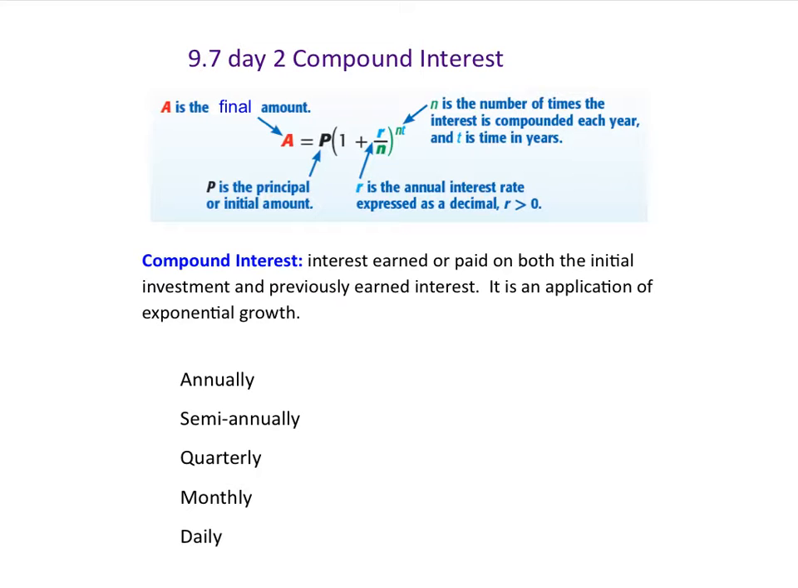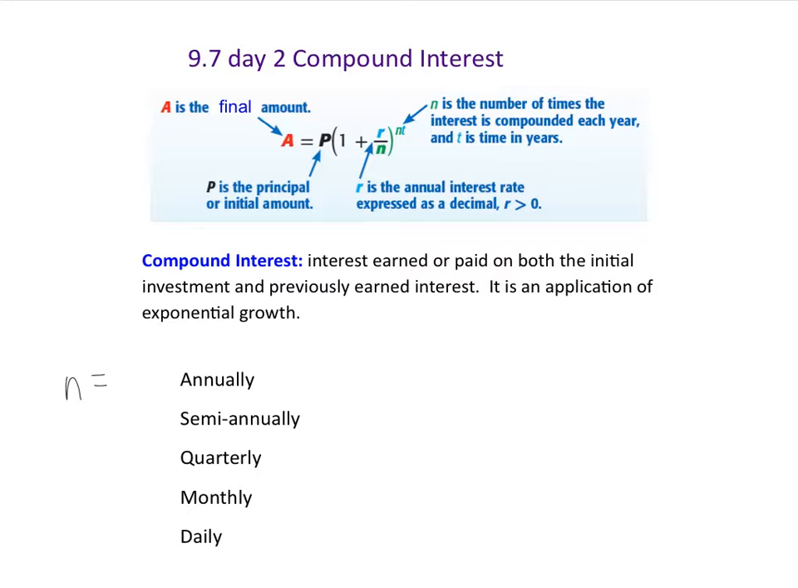So the definition for compound interest is interest earned or paid on both the initial investment and previously earned interest. It is an application of exponential growth. A couple keywords that you'll see when you're figuring out problems that involve compound interest is annually. So again, this would be what N would equal. How many times would this be compounded each year?